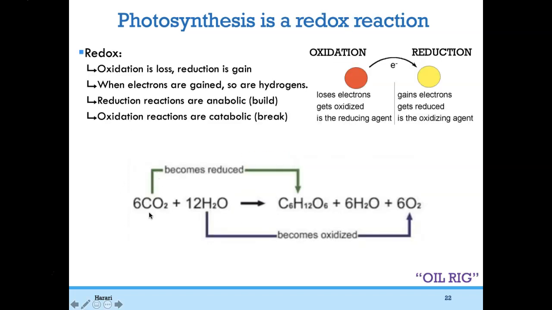So what's happening in photosynthesis, CO2 is becoming reduced. We're adding hydrogens and electrons to CO2 to become sugar. And we're oxidizing water. We're removing electrons and hydrogens from water to form oxygen gas. So water is being oxidized into oxygen. Carbon dioxide is being reduced into sugar in photosynthesis. Remember, reduction and oxidation happen at the same time. That's why it's called redox.